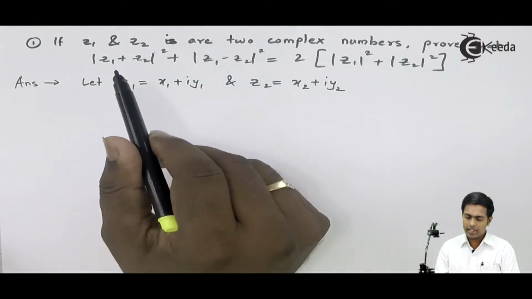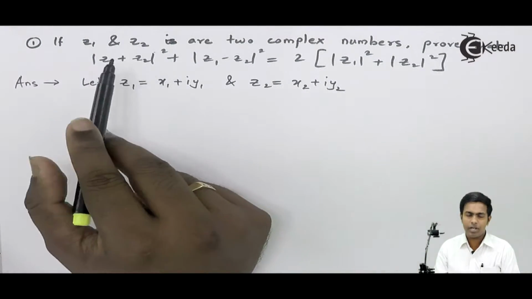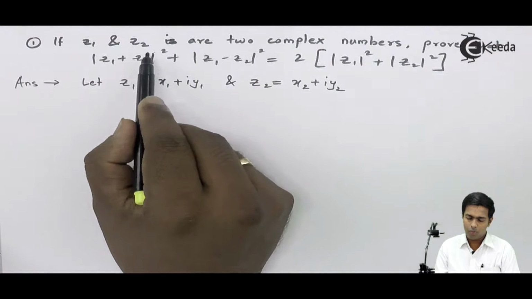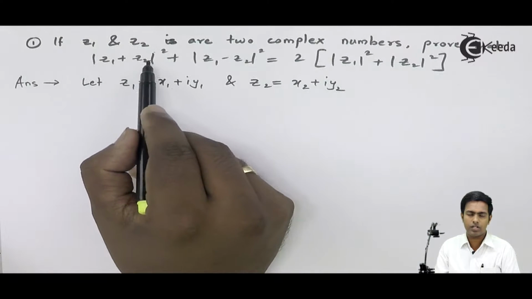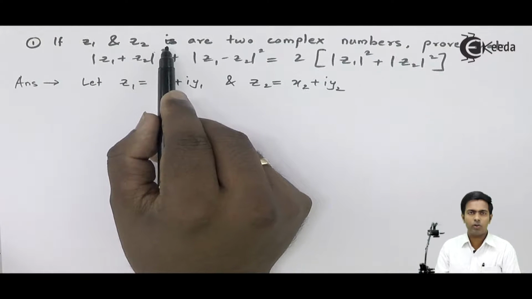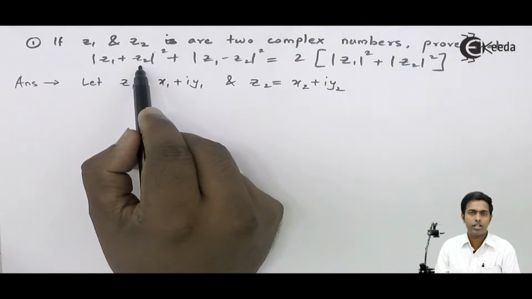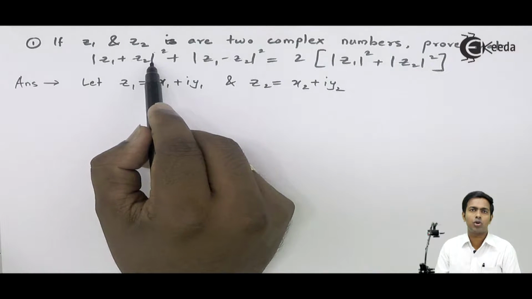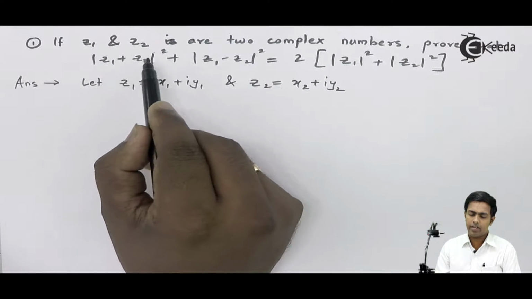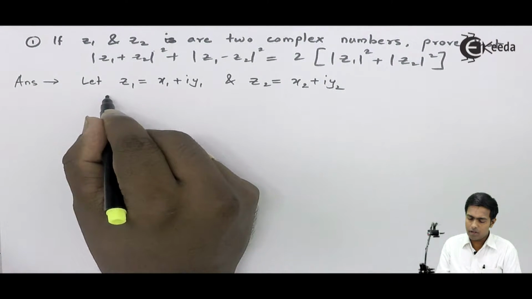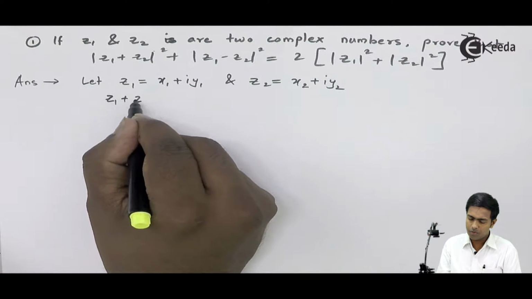Now here you can see on the left hand side we have been asked to find square of mod of Z1 plus Z2. So to find out value of this term, I need to first add Z1 and Z2, then I will find out mod of it, which is called as modulus, and then I will take square of it. So first of all I will do Z1 plus Z2.